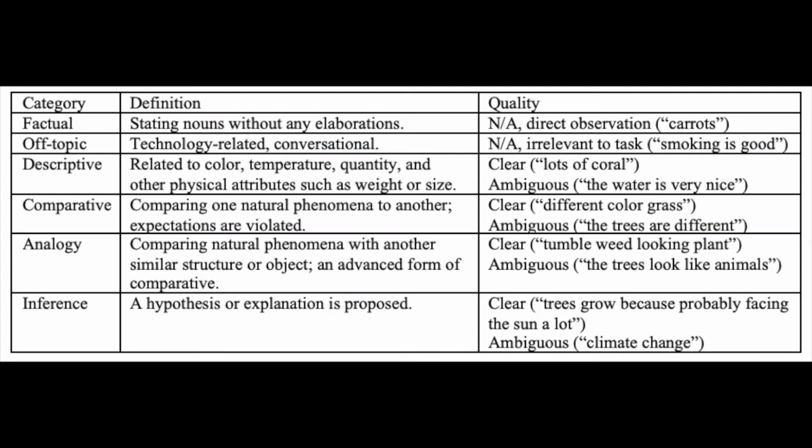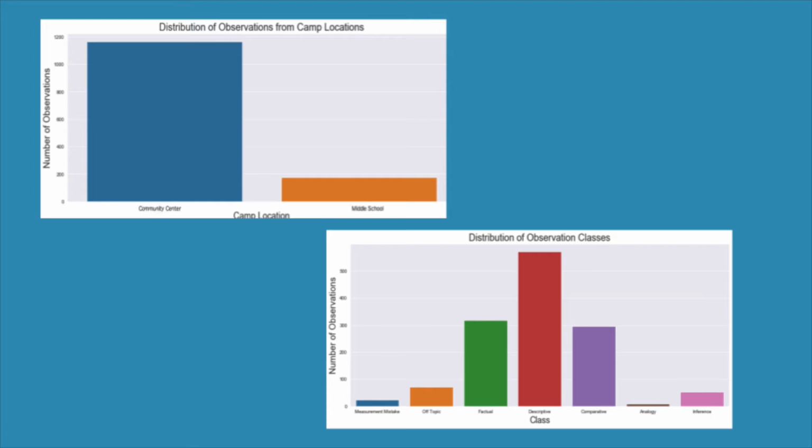Now I want to talk about the machine learning component of our project. Due to the ambiguity of observation correctness, we decided to focus on the observation structure using a machine learning classifier. We leveraged the pre-existing coding scheme to categorize our 1,341 camp observations into 7 categories: analogy, comparative, descriptive, factual, inference, off-topic, and measurement state. The distribution of these observations are shown in the graphs.